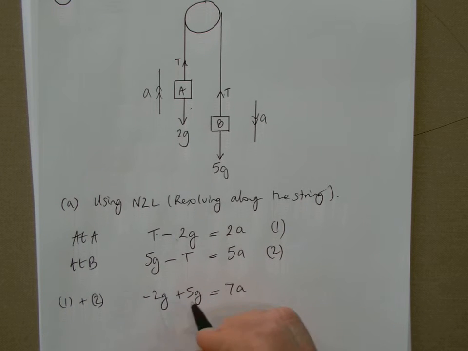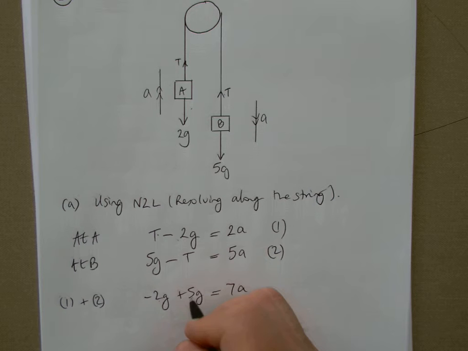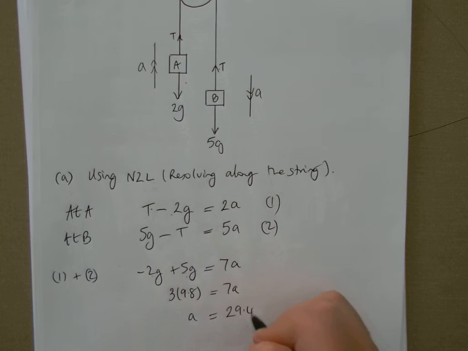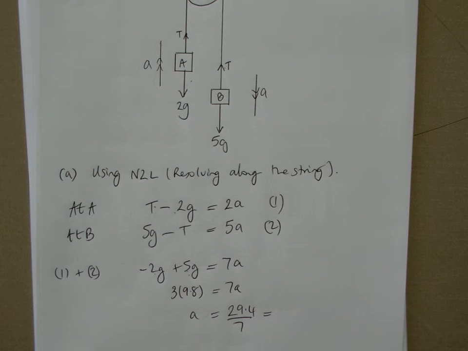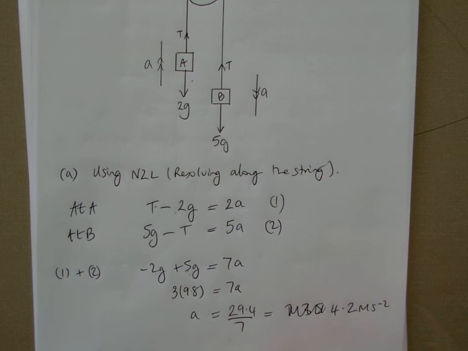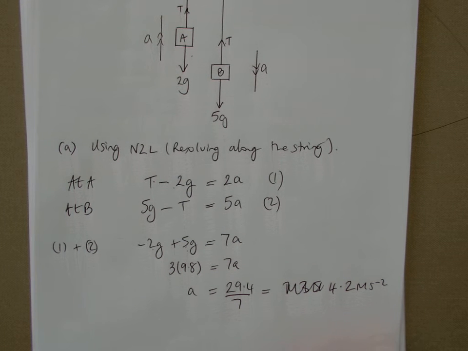So minus 2 plus 5 is 3, so 3g. So 3 times 9.8 equals 7a. So a will be 29.4 divided by 7. If I work that out, I've done that wrong, it's divided by 7 rather than 4, and it comes to 4.2 meters per second squared. For some reason I typed in divide by 4, I don't know why I was thinking that, but we're going to divide by 7 there. So 4.2 meters per second squared.